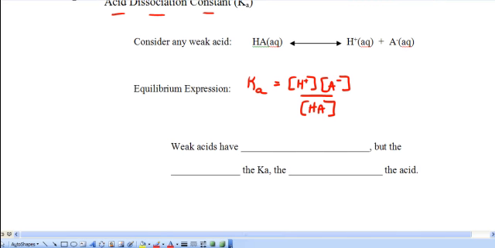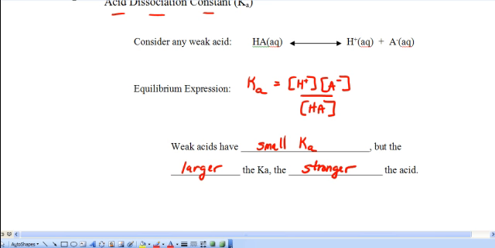Alright. Now, weak acids are going to have small Kas. Why? Because if they had large Kas, the reaction would lie far to the right and would be considered a strong acid. By definition, they have to have small Kas. But the larger the Ka is, even though it's small, the larger it is, the stronger the acid. So not all weak acids are the same. There are some very strong weak acids, and there are some very weak acids.